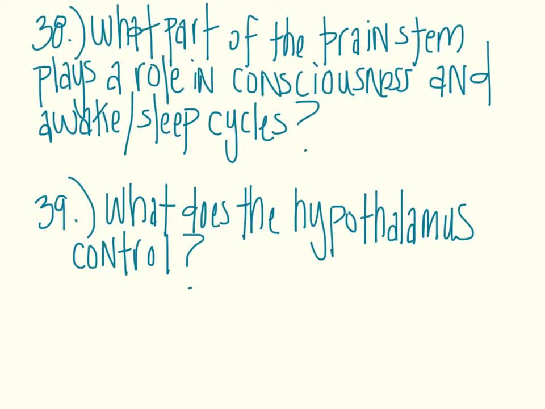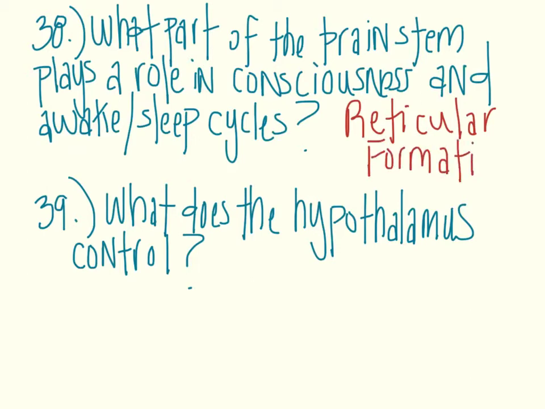Question 38, what part of the brainstem plays a conscious role in your awake sleep cycle? Remember, that is your reticular formation. Or if you see reticular activating system, it's the same thing. So reticular formation, reticular activating system, they're all the same. But this is what controls your sleep cycle. So if you were to damage this, you would end up in a coma.